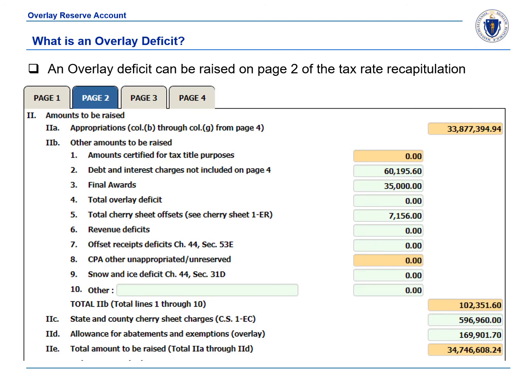As previously reviewed, this is a screenshot of page 2 of the tax rate recapitulation sheet. The overlay deficit is raised through taxation under Part 2B, number 4, Total Overlay Deficit. In this example, the community did not have an overlay deficit. A deficit did not exist because the amount in the overlay account exceeded abatements and exemptions granted.